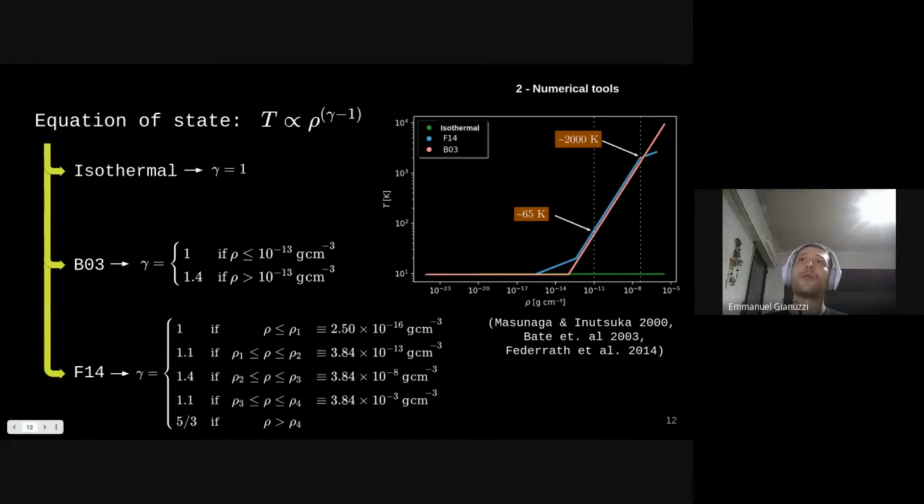Three different barotropic equations of state available in GIZMO, typically used for star formation simulations, are the isothermal, the B03, described in Bate and collaborators 2003, and the F14, described in Federrath and collaborators 2014. These three models try to mimic the variation of the polytropic index during the cloud collapse.